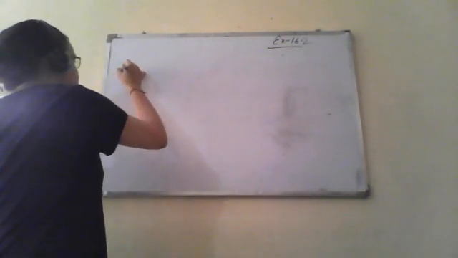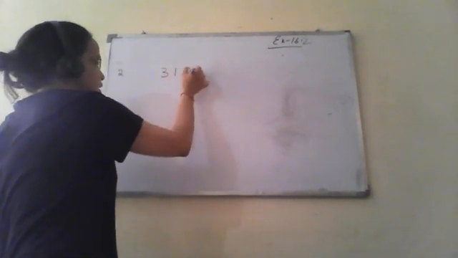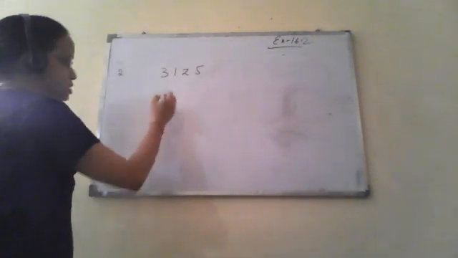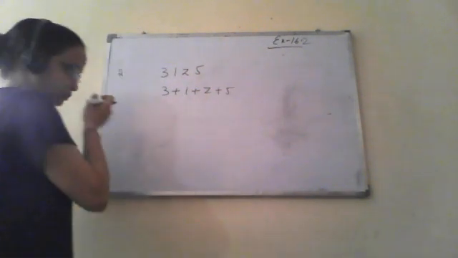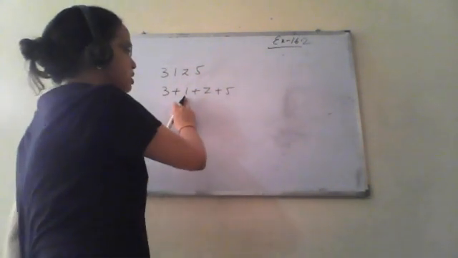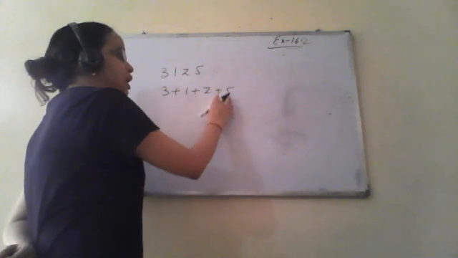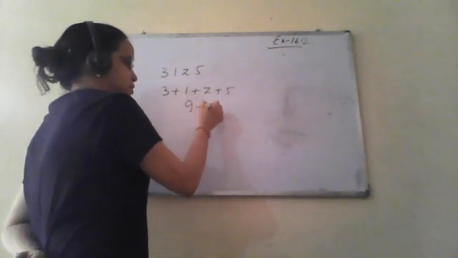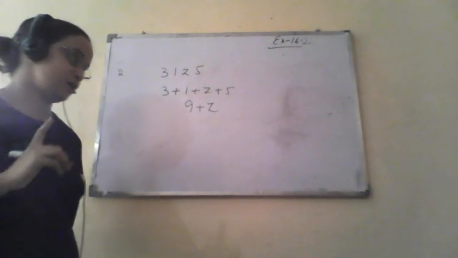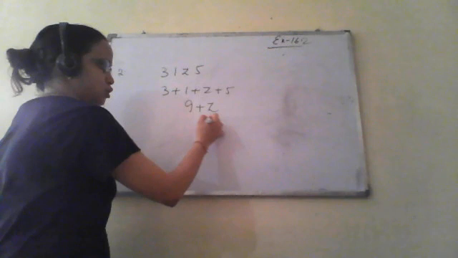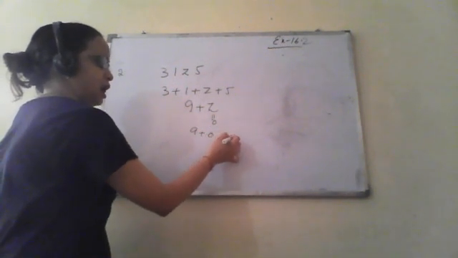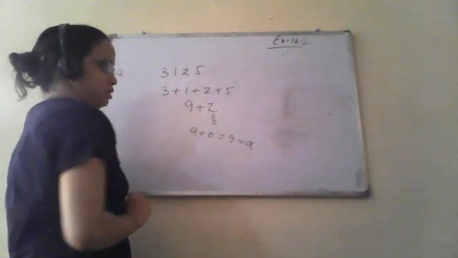Now question number 2. 3, 1, z, 5. It is a multiple of 9 again. Very simple. This is 3 plus 1 plus z plus 5. This is 3 plus 1, 4, and plus 5, this is 9 plus z. Okay. Here we can have two cases. Now if I put z equals 0, 9 plus 0 will be 9, and this will be divisible by 9. Okay.